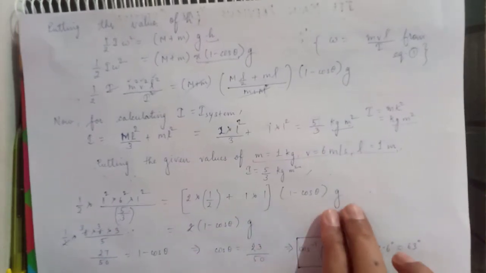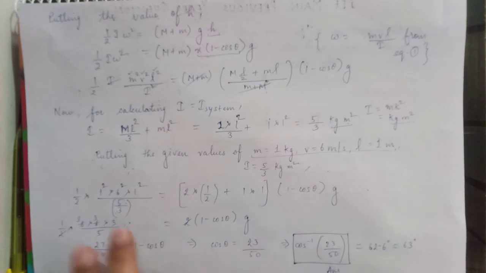So when you put the value of small g as 10 meter per second square, you will get an equation like this, and after solving this you will eventually get the value of theta max as cos inverse 23/50, which in terms of degrees, if you write, you will get 63 degrees.